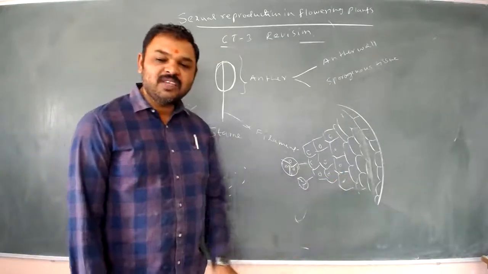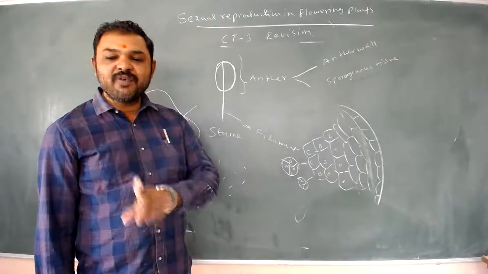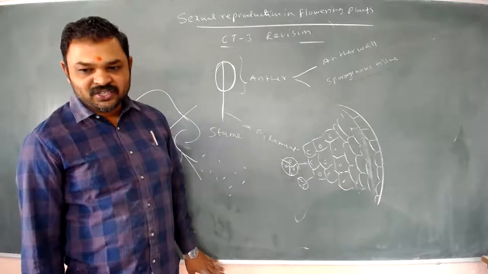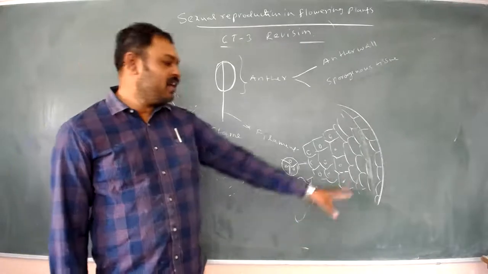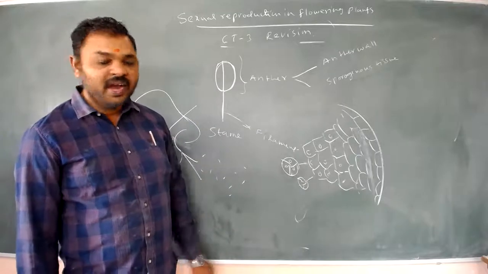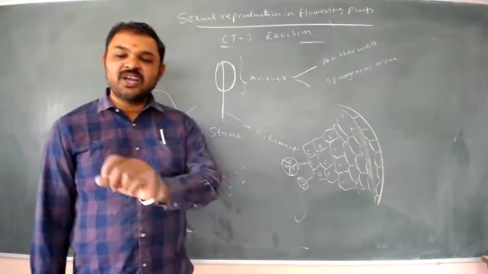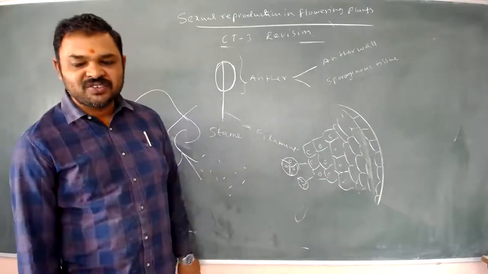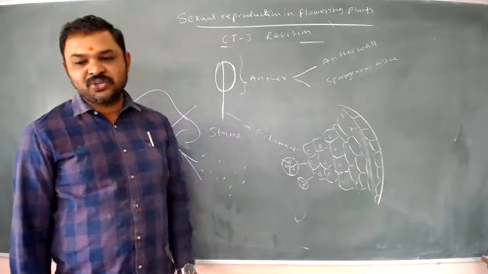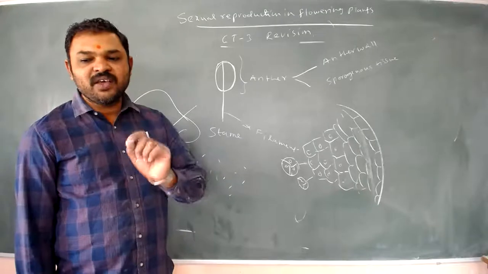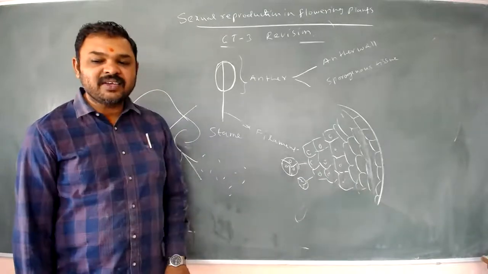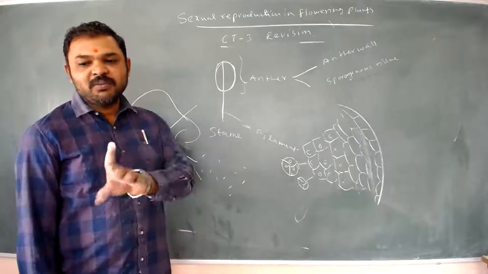So the tapetum is the innermost layer of the anther wall. It nourishes the development of the pollen grains. What can it provide? It provides nutrients for the development of pollen grains. And in this tapetum, what is the condition? Two or many nuclei condition is there. But inside the tapetum, what would be there? Sporogenous tissue. In sporogenous tissue, what is the important cell? Spore mother cell. How does the spore mother cell act as a meiocyte? What is meant by meiocyte?